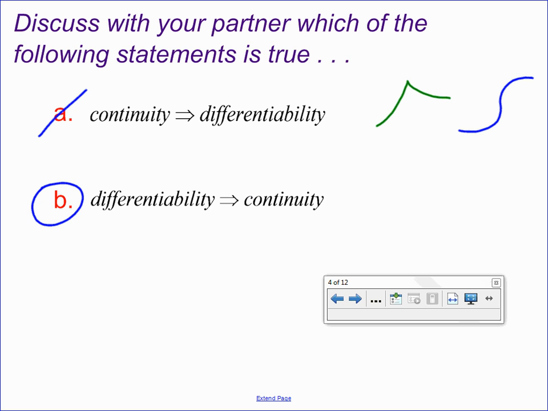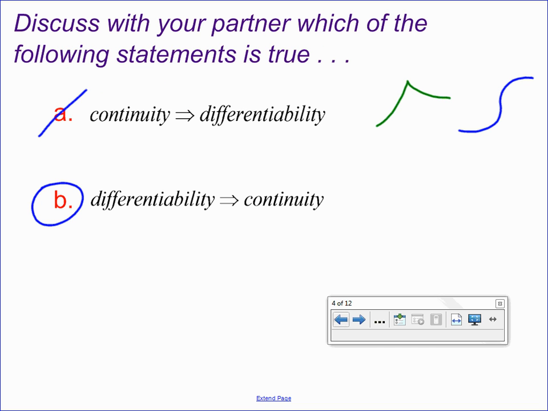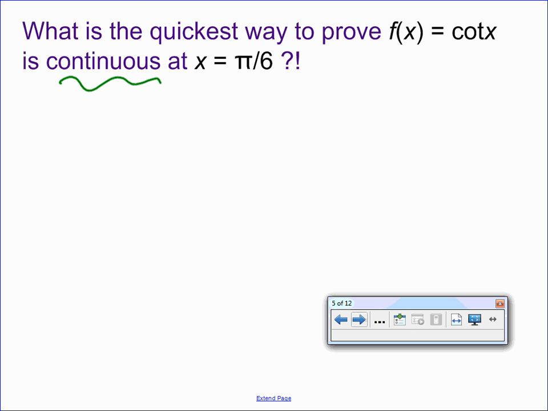And so B is going to be a quick way to prove continuity. What's the quickest way to prove that f of x equals cotangent x is continuous at x equals pi over 6? Well, if I can show that the function is differentiable at a particular x equals c value, then it must be continuous because differentiability guarantees continuity. So here we go. If we wanted to prove that f was continuous at x equals pi over 6, the quickest way would be to prove it's differentiable. So what would I do? Well, if I could find its derivative value at x equals pi over 6 and it exists, then that would guarantee the function is also continuous.